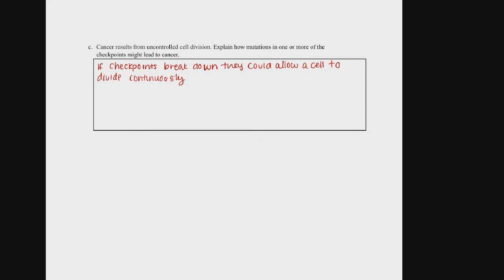And so cancer is basically uncontrolled cell division. So cancer results basically from the breakdown and operation of these checkpoints. And that's also a hint as to why we see it more so in geriatric populations.